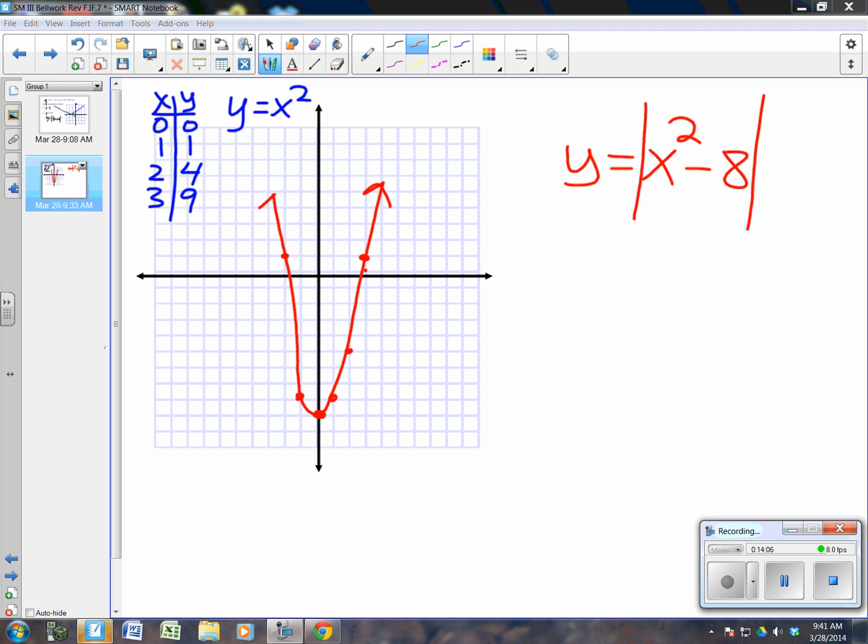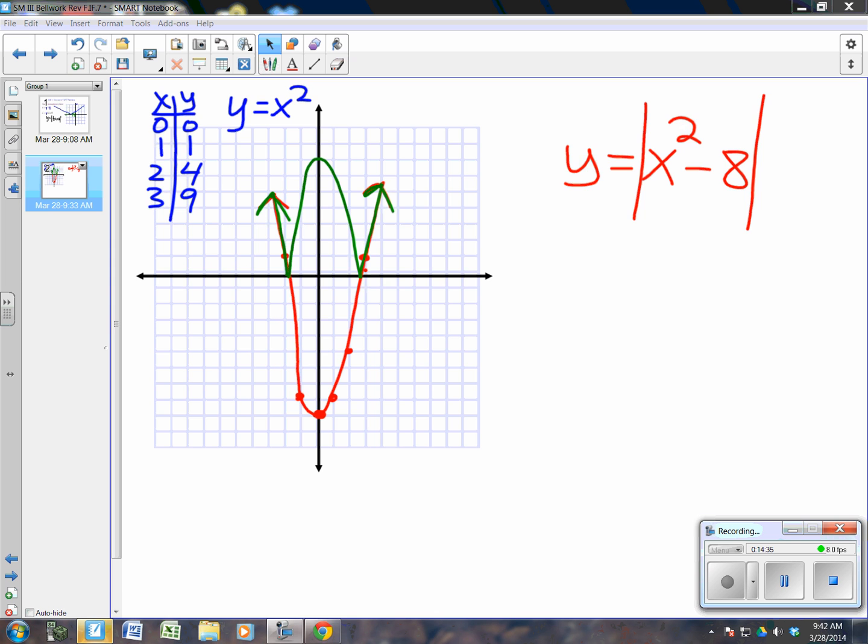But then what happens is when we take the absolute value of it, all the part below the x-axis flips over. It goes like that. So this green one is our graph. Do we understand that now? Yes. Okay. We're taking the absolute value of it, so all those y values became positive values.